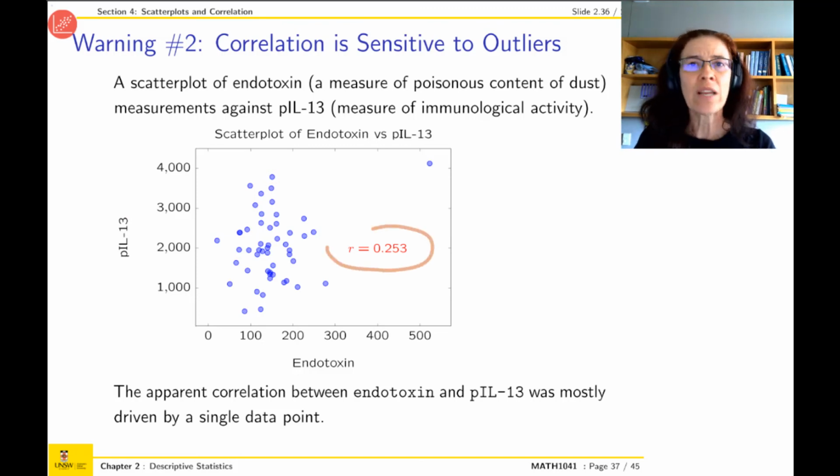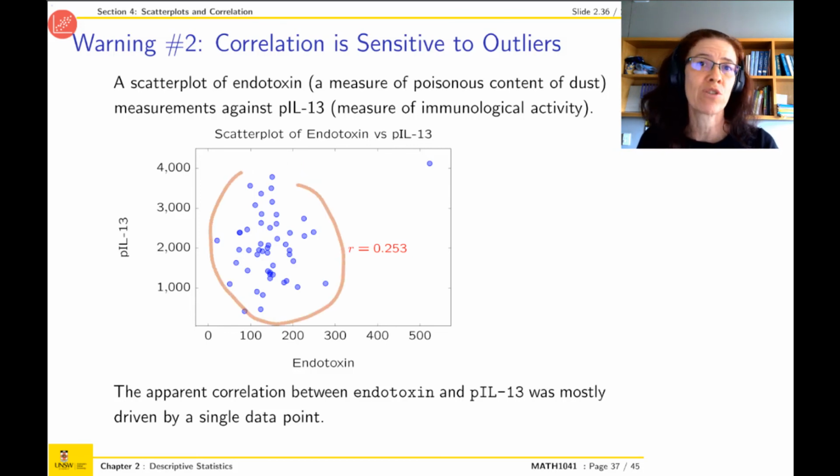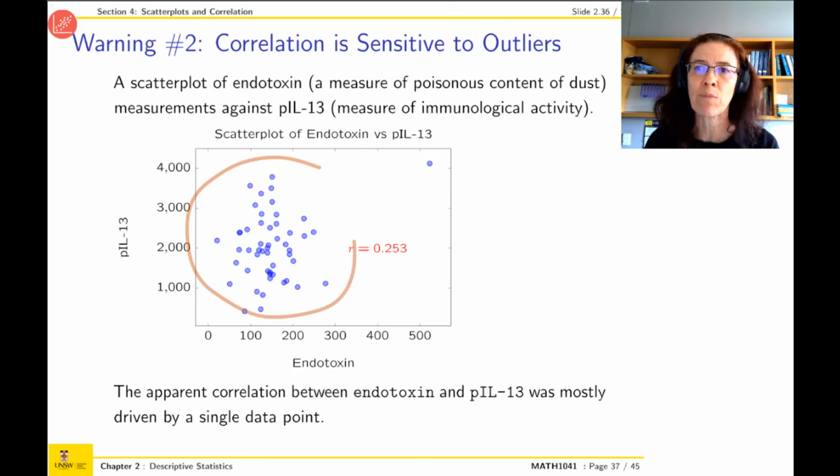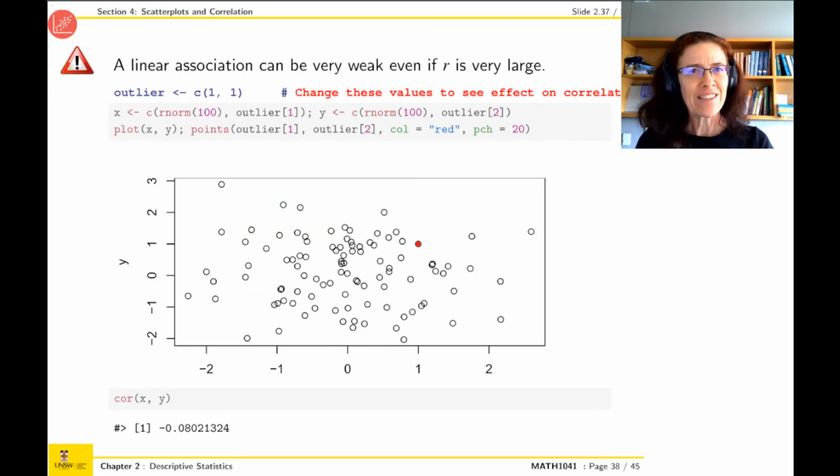If you calculate the correlation, it's not that close to 0, although this really looks like a blob with no specific pattern. The reason for this value, which is not ridiculously small, is that dot. The apparent correlation is mostly driven by this single point. If you didn't have the scatter plot, you would say, well, there seems to be a weak linear relationship. Whereas when you look at the scatter plot, you say, who entered this dot? Can I know where this point comes from? What were the values?